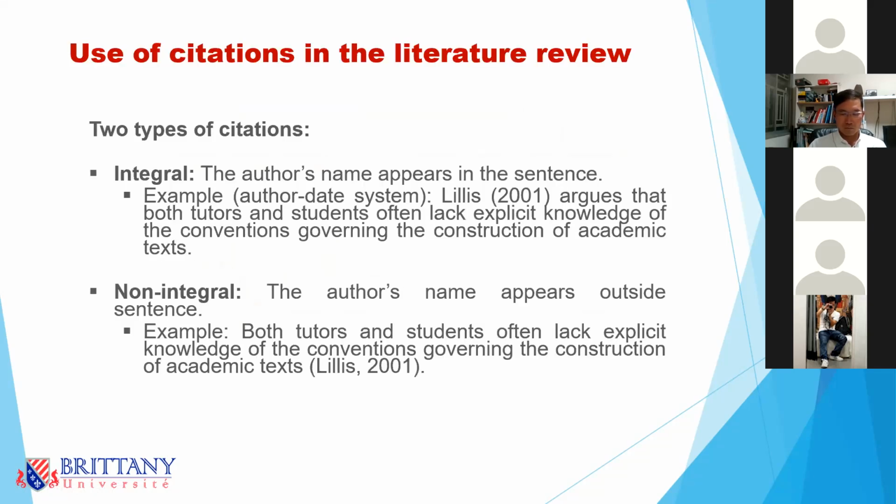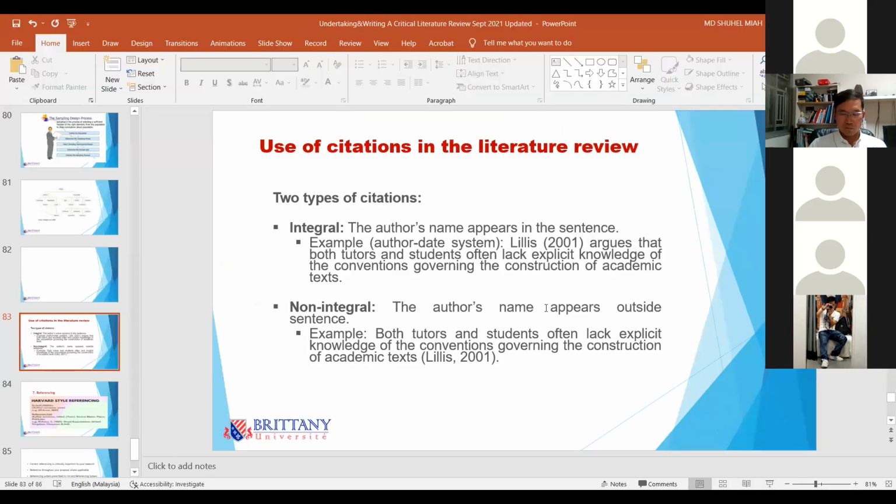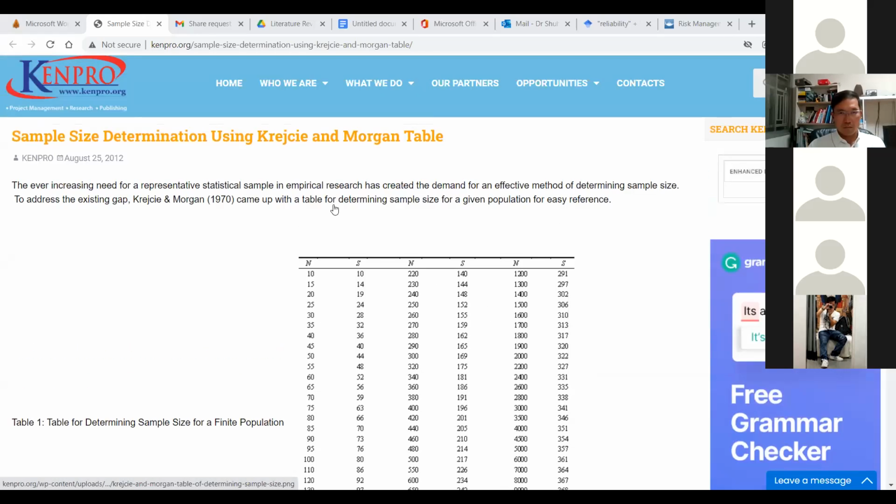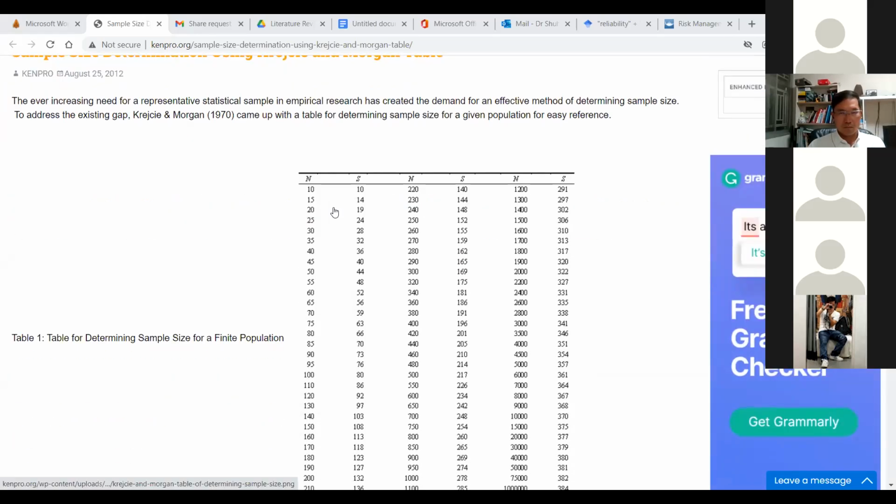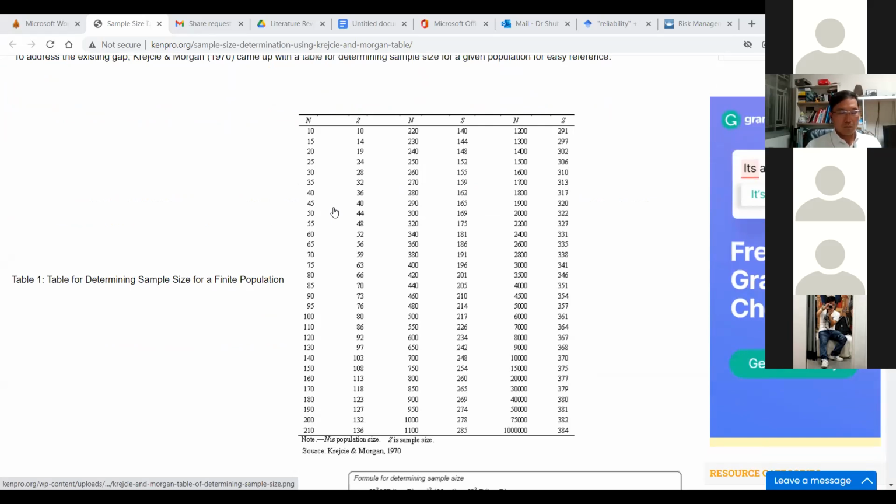Now, how do you determine the sample size? We always use Krejcie-Morgan. Let me show you his table. See here, this is the Krejcie-Morgan sample size. Some students or researchers use what we call G-Power. This is a software also, to determine it.